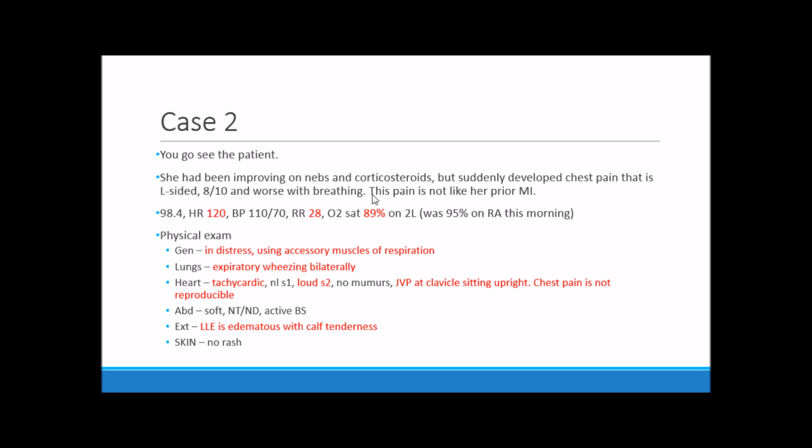She had been getting better on nebs and steroids, but suddenly developed chest pain that's left-sided, 8 out of 10 and worse with breathing, and it doesn't feel like her MI. She's tachycardic, she's tachypneic, she's hypoxic on 2 liters, and that's new. She's in distress. She's wheezing bilaterally. She's tachycardic, there's a loud S2, there's some JVP, the chest pain's not reproducible, and the left lower extremity is edematous with calf tenderness. Is a big 7 on the list? Okay, what are you worried about?